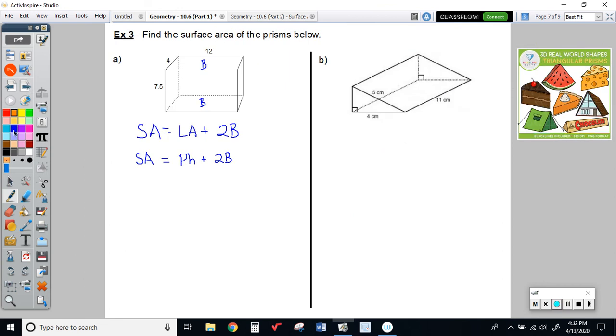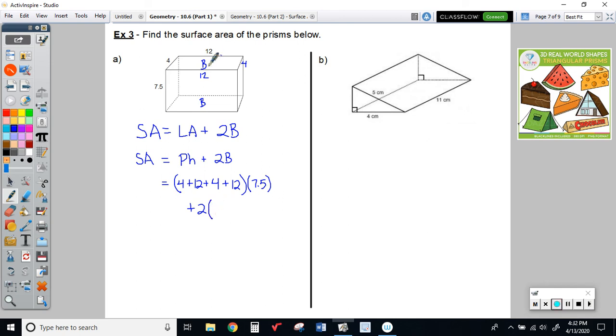And so from there, let's see what we've got here. Perimeter is, we've got a 4 and a 12 there. This would be another 4, this would be another 12. So you'd have 4 plus 12 plus 4 plus 12. If you did want to write 4 times 2 plus 12 times 2, not a problem. We've got that times the height. That would be 7.5 for the height connecting the two bases. And then plus 2B. I'm running out of space here, so I'm just going to continue this thought down here. That's my PH part, plus 2 times B.